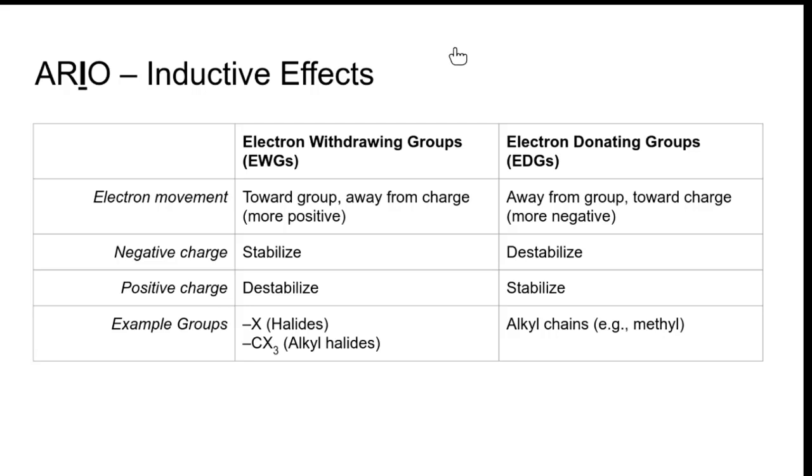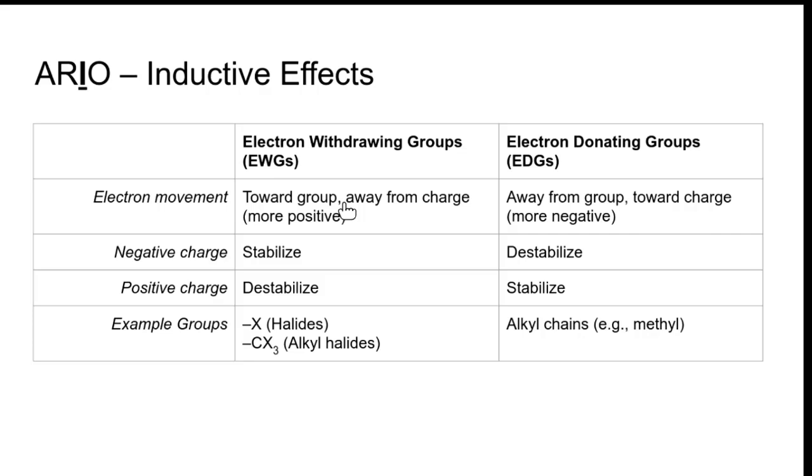The next part of RIO stands for inductive effects. And there are two types of inductive effects. We have electron withdrawing groups and electron donating groups, and they both do exactly what they sound like. Pretty much what we're trying to do here is, again, see where our electrons are. If we have an electron withdrawing group, that's going to have a similar effect as resonance, not quite as strong, but it's going to pull a negative charge away, right? If we have a fluorine, that's electronegative, so it's going to pull those electrons slightly through the bonds. And the closer it is to the atom, the more it's going to help. So we see that the electron movement is going to be towards the group, away from the charge. It's going to make our charge more positive.